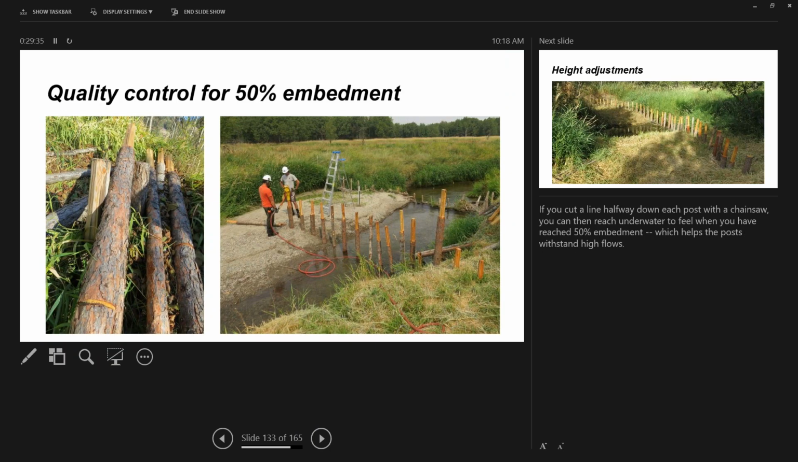We've been aiming for 50% embedment on all of our posts. You can cut a little line with the chainsaw so that you can feel where that 50% is with your toe as you're moving the post, because it's hard to check underwater or keep getting your tape measure out. You can make height adjustments.